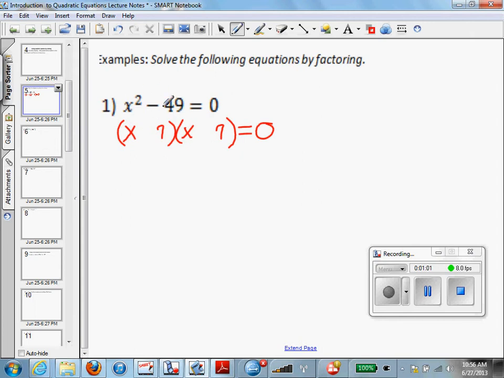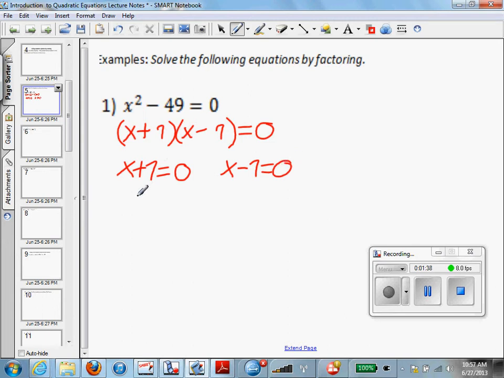This factors out as x plus 7 for one term and x minus 7 for the other, because if we were to FOIL this out, we would be left with the x squared, the middle terms would cancel out due to the plus and minus terms, and the 7 times 7 would yield the 49. Now that we have factored, x plus 7 and x minus 7 equaling 0, we can break the terms apart into x plus 7 equals 0 and x minus 7 equals 0.